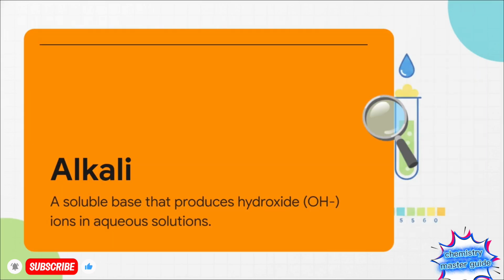Now, what's really interesting about this VIP club is how they behave. Alkalis are soluble bases that produce hydroxide ions, that's OH-, when they dissolve in aqueous solutions. And the difference in their strength all comes down to ionization. Strong alkalis, like sodium hydroxide, become fully ionized in water. But weak alkalis, like aqueous ammonia, which, fun fact, unusually doesn't even contain a metal ion, are only partially ionized.